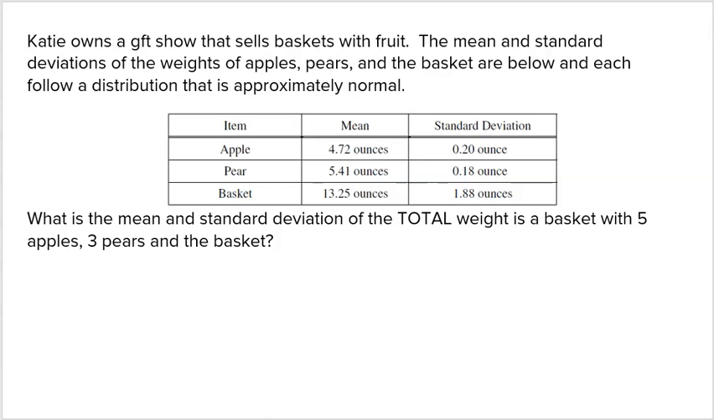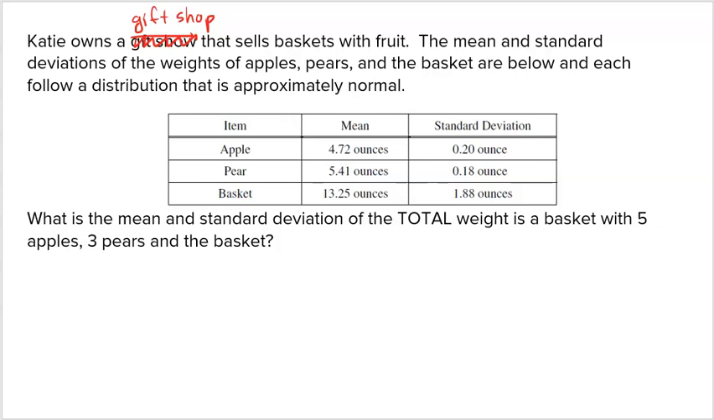All right, Katie owns a gift shop. I really have a hard time spelling, and I don't even try to rush, I try to take my time, and I still have typos. All right, Katie owns a gift shop that sells baskets with fruit.